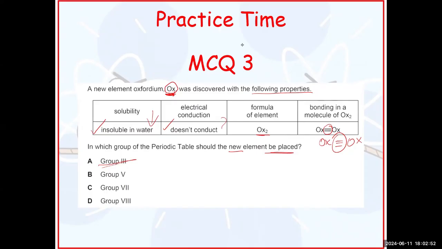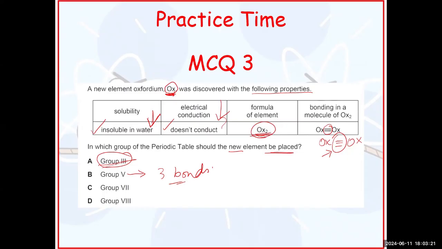Very good. Well done. So group 5 is the group where elements make 3 bonds always, not triple bonds specifically. So 3 bonds are possible in group 5. And since it's a covalent compound, you can't consider it as group 3, because covalent compounds are insoluble. They do not conduct electricity and they have small molecular formulas.